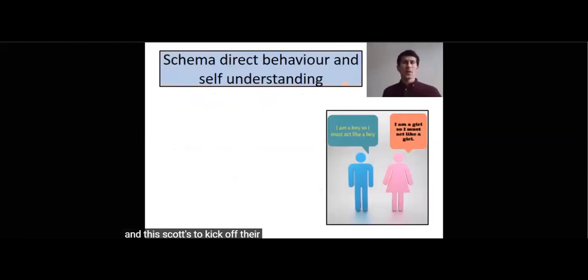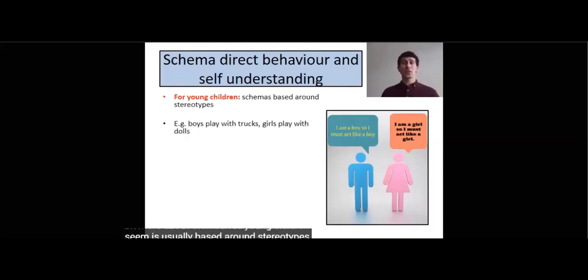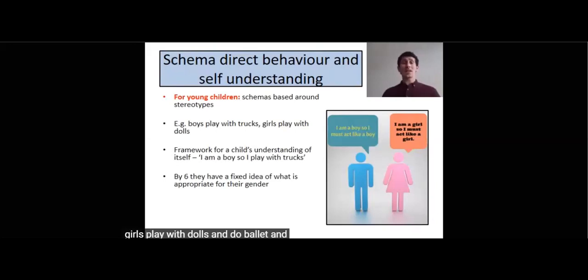So schemas are there really to direct people's behaviour and to allow children to understand a little bit more about themselves. So for young children, schemas are usually based around stereotypes. Boys play football and play with trucks, girls play with dolls and do ballet. And it's this understanding that allows a child to develop a deeper understanding of themselves. So I'm a boy, so I should play with trucks. I'm a boy, so I should be playing football. But by the age of 6, they have quite a fixed understanding of what is appropriate for each gender.